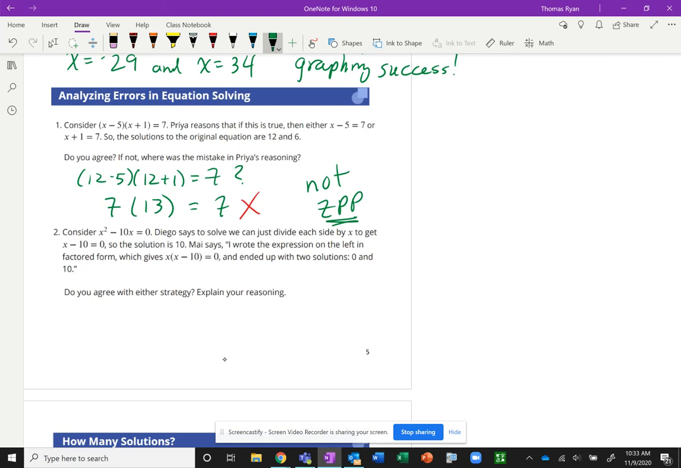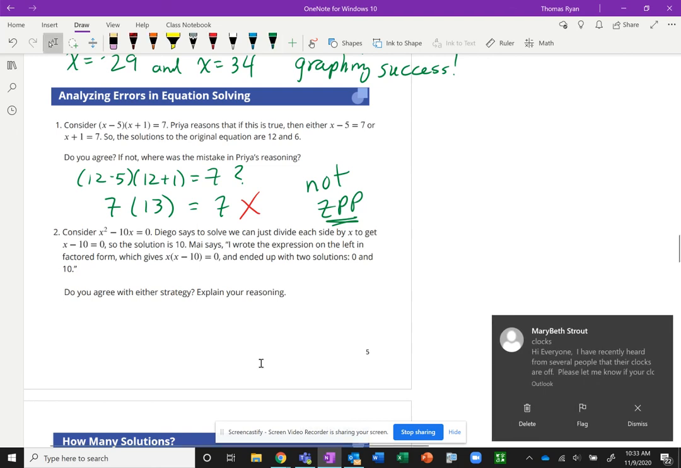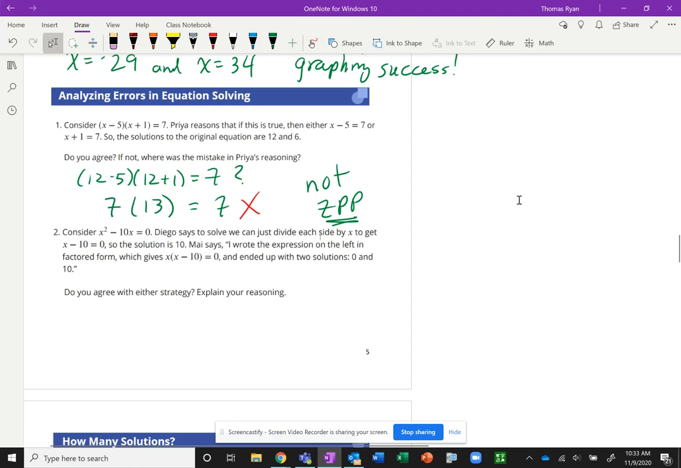All right, so then number 2, consider x squared minus 10x equals 0. Diego says to solve, we can just divide each side by x to get x minus 10 equals 0, so the solution is 10. Mai says, I wrote the expression on the left in factored form, which gives us two solutions. Do you agree with either strategy?